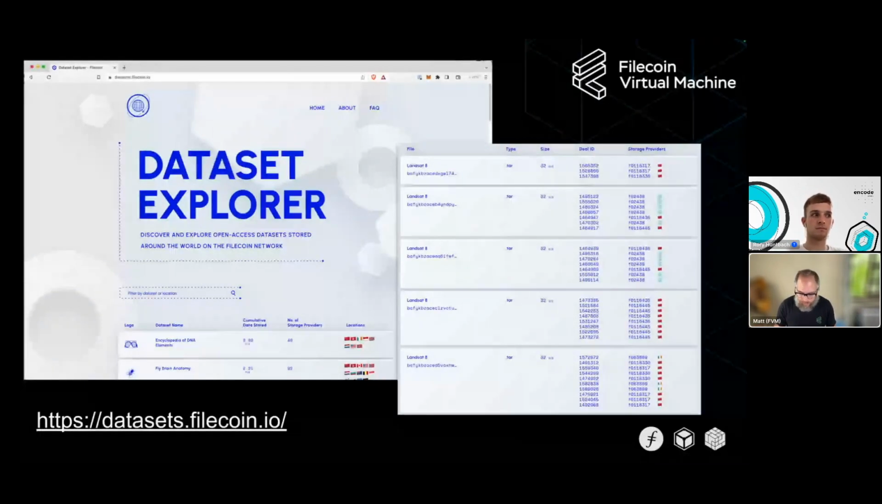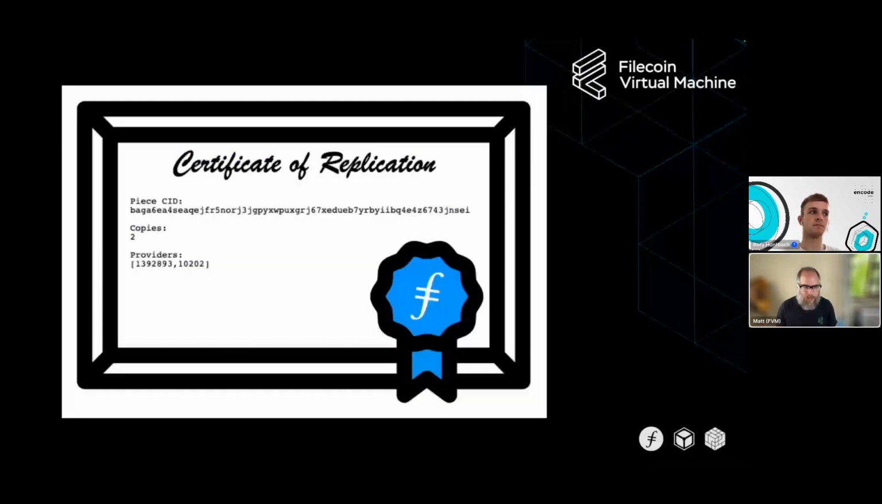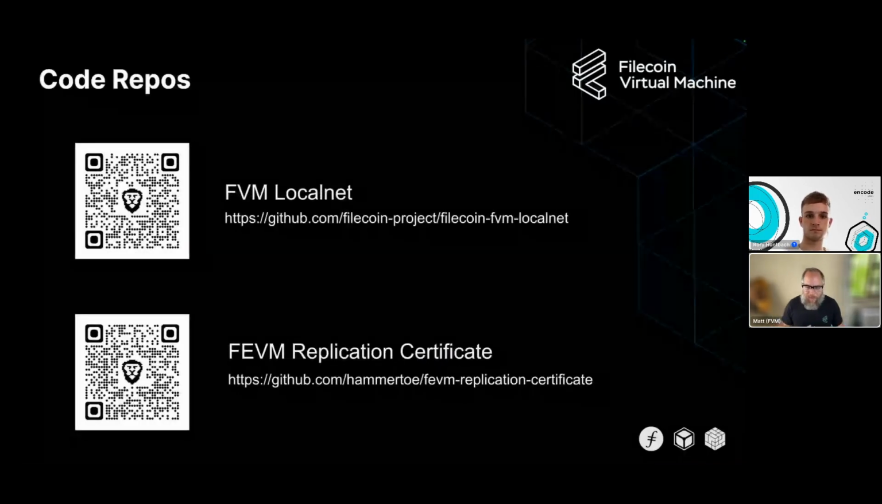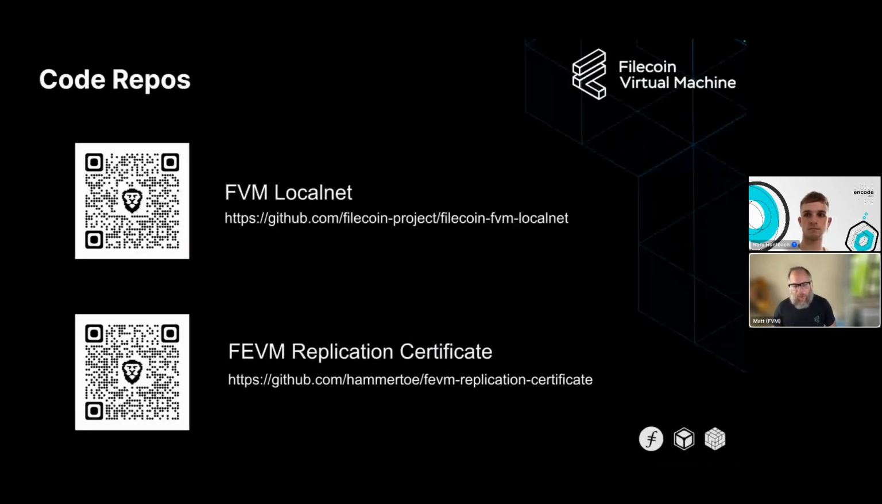the network. Right, so what are we going to create here? What are we going to build upon? Two repositories here, FVM LocalNet. FVM LocalNet is a repository of some Docker images that I created that can spin up a local network running on your laptop.